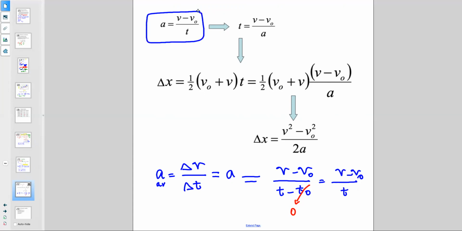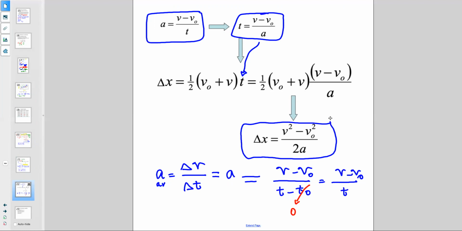All right, I solve it for t. So I can find t based on v and a, and then put it in delta x. Put this guy right here, okay? And then I have 1 over 2 v naught plus v times v minus v naught over a, and I can write it like this. And this is also another very important formula.